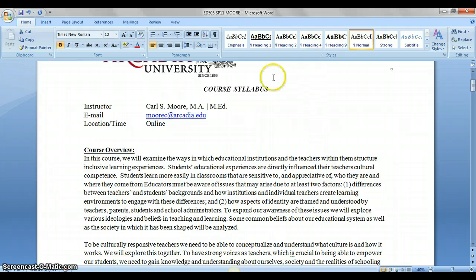So of course you all know this is your course syllabus, and I'm your instructor, Carl S. Moore. I have my Master's of Arts from The Ohio State University in Higher Education and Student Affairs, and my Master's of Education in Urban Education from Temple University. I'm actually currently a PhD student there in my latter stages, working on my dissertation. My research interests are teaching and learning in higher education.